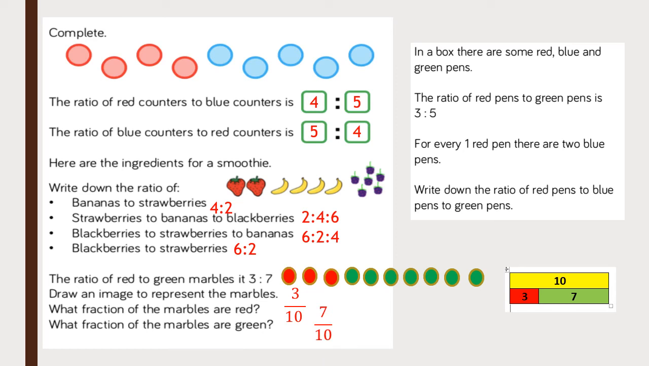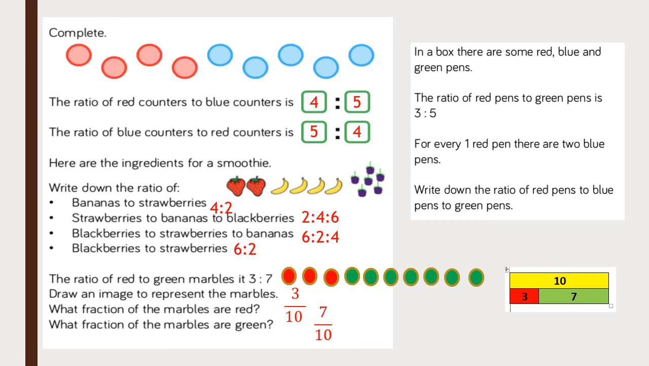Now in a box there are some red, blue and green pens. The ratio of red pens to green pens is 3 to 5. For every 1 red pen, there are 2 blue pens. Write down the ratio of red pens to blue pens to green pens. So that's a little bit wordy. So you probably had to read that a few times because I know I did to just make sure I knew exactly what we were being asked. And then, once I've read the question again, I can then break down, hold on, what information do I have?